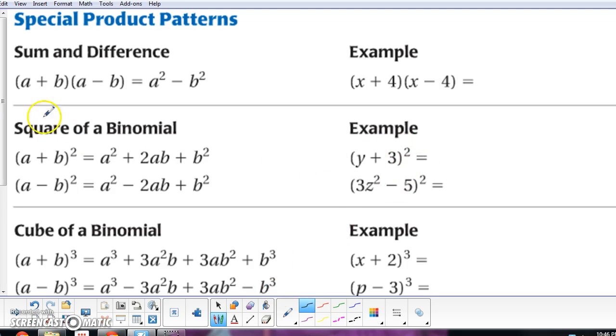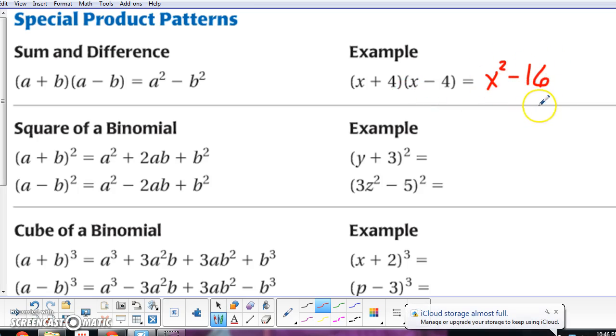So the first example, if I have a plus b times a minus b, that product will be a squared minus b squared. For instance, x plus 4 times x minus 4 can quickly be multiplied together and will turn into x squared minus 16. You can think of it as the difference of squares factoring pattern, just in the other direction. Here I have the factors and I'm looking for a product, as opposed to going from product to factors.